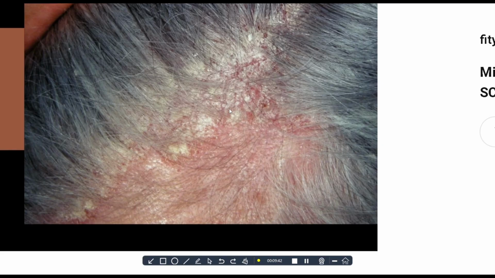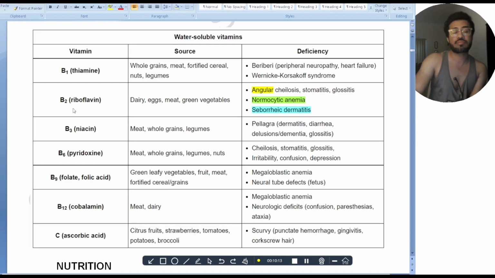One more high yield thing about seborrheic dermatitis is that it is associated with Parkinson's disease. So if the patient has Parkinson's disease and they give you this presentation and ask you for a diagnosis, you should go for seborrheic dermatitis. And even if they just tell you Parkinson's disease and ask what skin condition this patient is most likely prone to developing, you go for seborrheic dermatitis as well. So B2 deficiency, seborrheic dermatitis; Parkinson's disease, seborrheic dermatitis. This is a skin condition. You guys need to remember these two high yield associations.